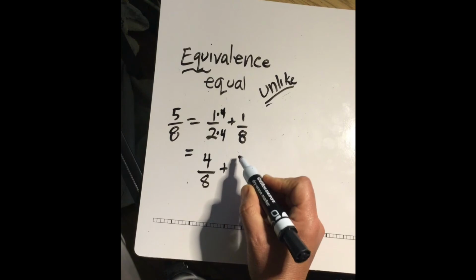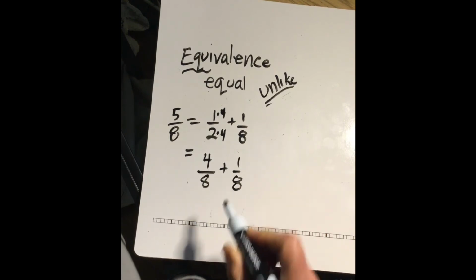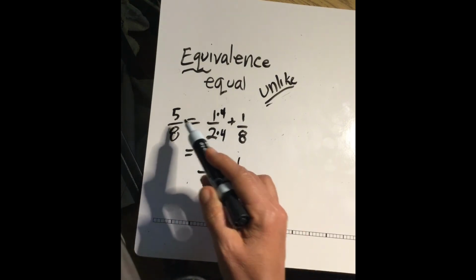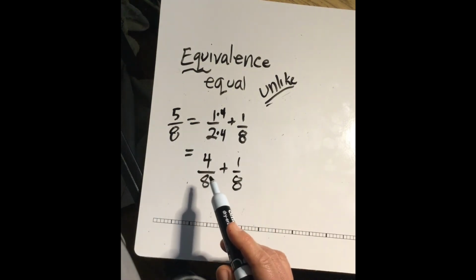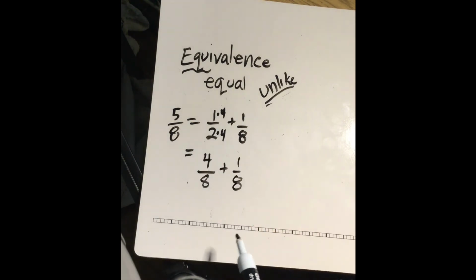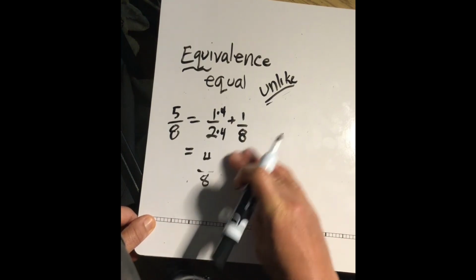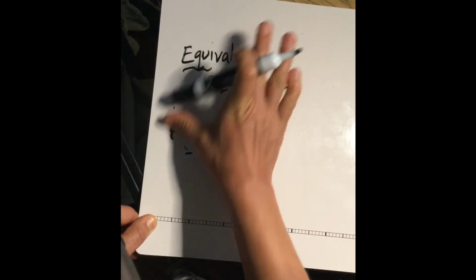Okay, and now, is it true? Does 4/8 plus 1/8 equal 5/8? Yes, it does. It came true. So that's really a great thing. The ancient Egyptians were correct. And now let me give you a harder one. All right, so get your pencils ready. Let's do another one.